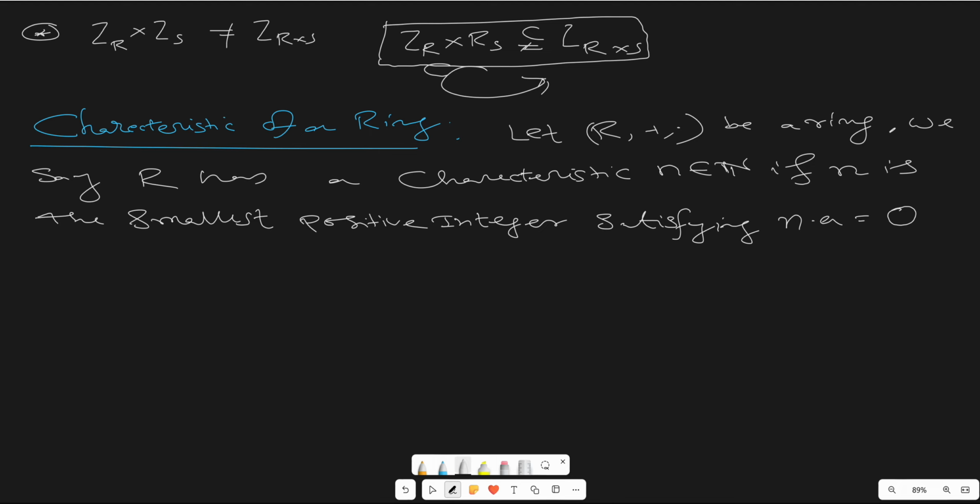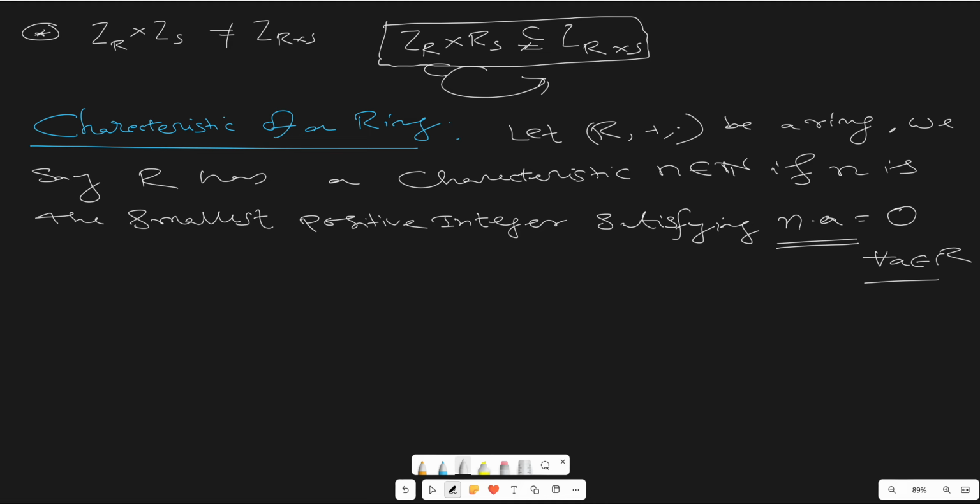That gives the characteristic of a ring. This should be satisfied for every a inside the ring R. It can be any element inside the ring R. So we say R has characteristic n.